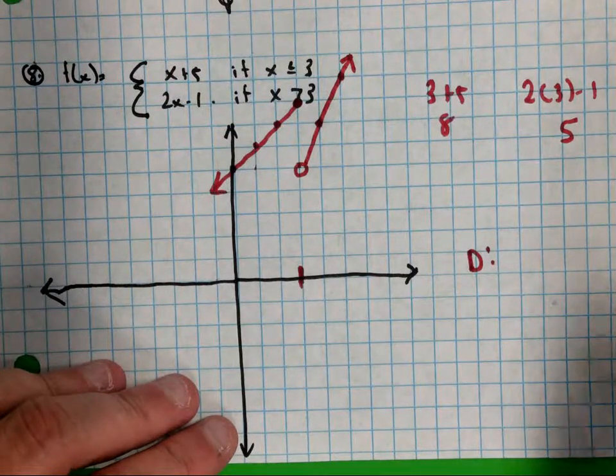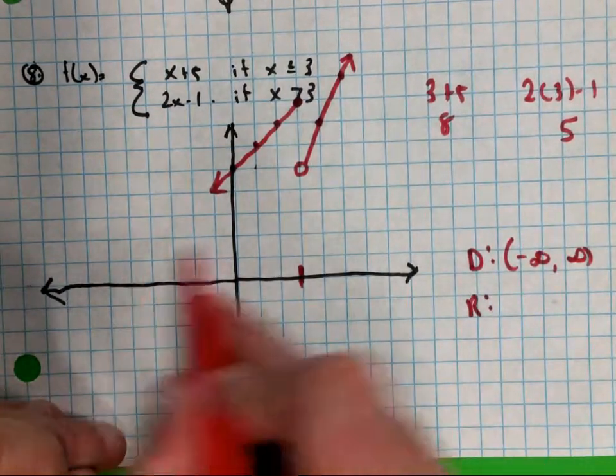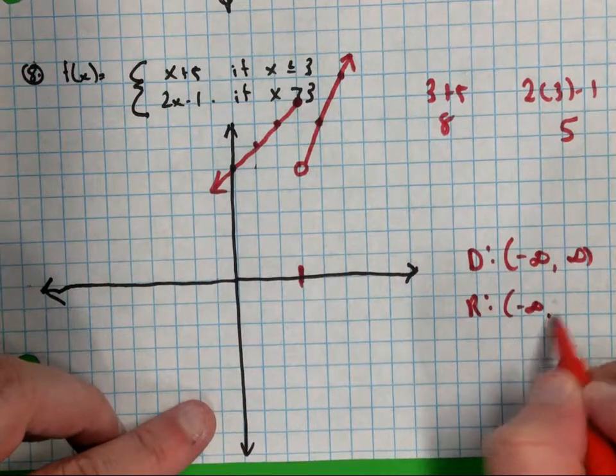What's your domain? All real numbers. Start from the bottom. My range is what? All real numbers.